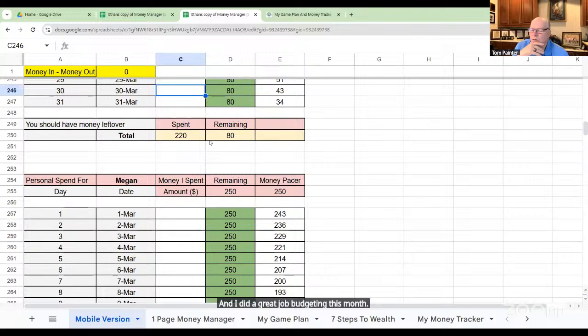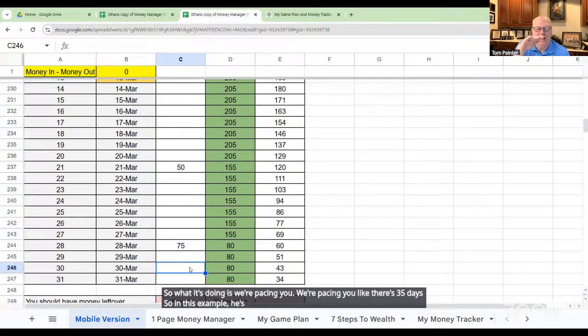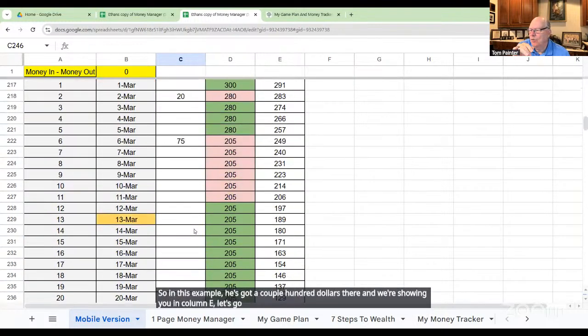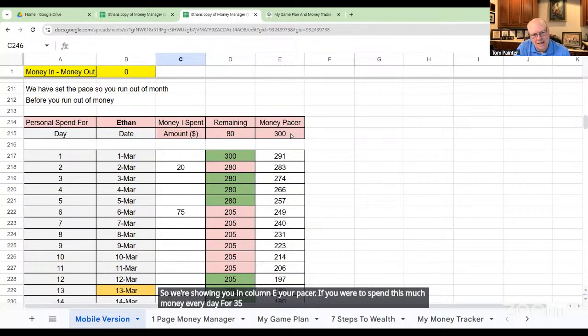So what it's doing is we're pacing you. We're pacing you like there's 35 days. So in this example, he's got a couple $100 there, and we're showing you in column E. Let's go up a little bit, Ethan. So we're showing you in column E your pacer. You know, if you were to spend this much money every day for 35 days, this is your pace.